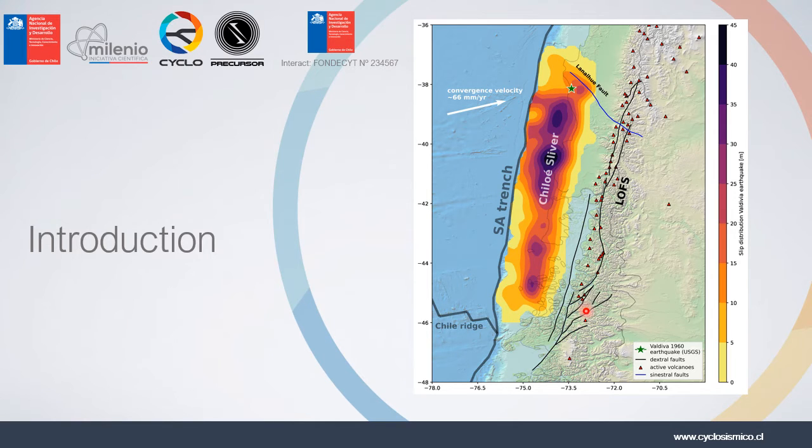the Liquiñe-Ofqui fault system, which is a major structural feature that has a dextral kinematics, so it's a strike-slip system of faults that is right beneath the volcanic arc, the active volcanic arc, which you can see here in red triangles, and in the northern part is limited by the Lenalwe fault, which is another major structure that has a sinestral kinematic. And along with the Liquiñe-Ofqui and the subduction, it defines a fore-arc sliver, which is called the Chiloé sliver, that according to some previous work has an anti-clockwise rotation.